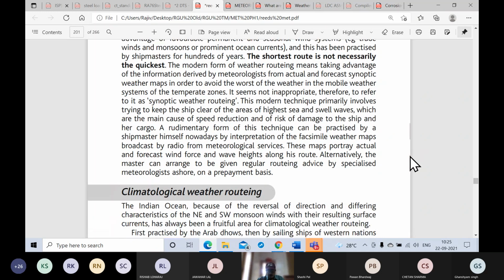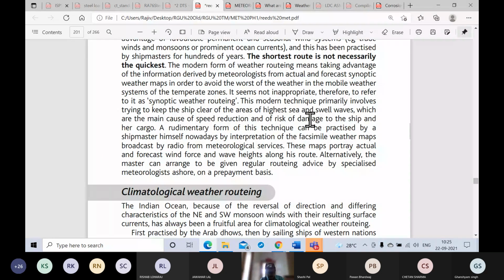So, concisely, the technique primarily involves keeping clear of high seas and swell, which are the main cause of speed reduction. And of course, they also pose a danger of damage to the ship. So nowadays the vessels are equipped with facsimile weather maps. Nowadays means quite old now. These weather maps can be interpreted and then used for weather routing.